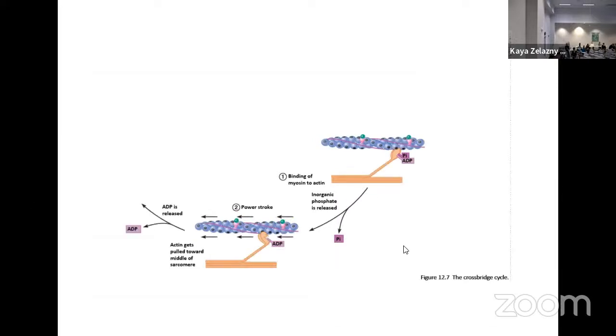Cool. All right, so after we do that, we're done with having stuff bound in right now to our cross bridge. So we let go of the ADP. Right, so we're emptying out this site, this ATPase site, because we're going to get ready to grab more energy so that we can eventually do this again.